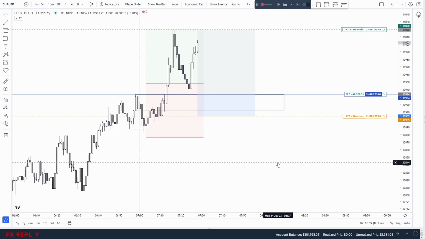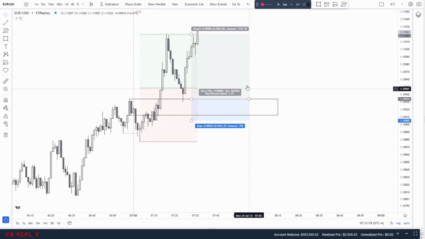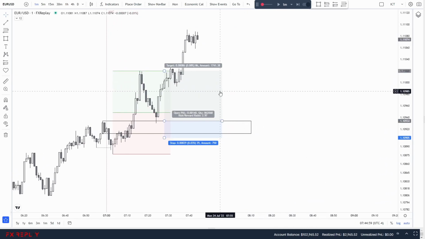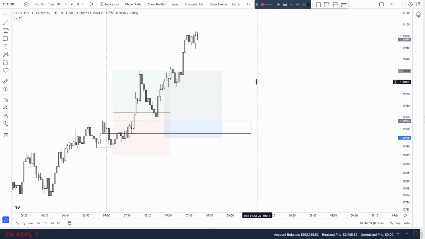Seems like we do get tagged in. And this is a winning trade. This resulted in around 3R, which is quite decent for our first trade with this model. So now again, we're just waiting for a low to be swept for us to then have a market structure shift and continue trading to that side.